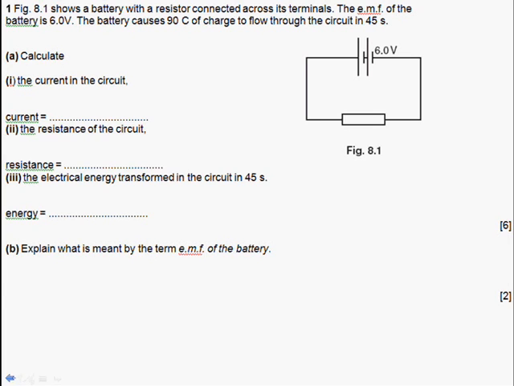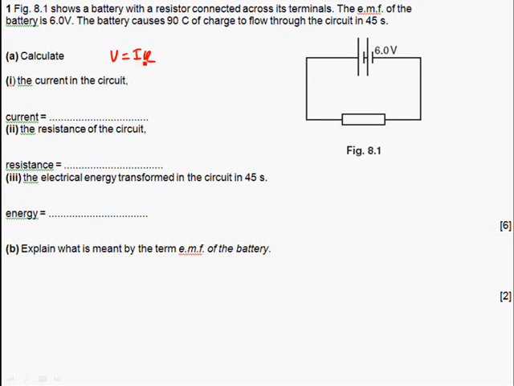Okay, hopefully if you've read this question you will have realised you're being asked to calculate the current in the circuit. If you read this bit, you're told the EMF of the battery is 6 volts. This causes 90 coulombs of charge to flow through the circuit every 45 seconds. Normally when you see the word current, you'd probably think of the formula V is equal to IR, or Ohm's law.